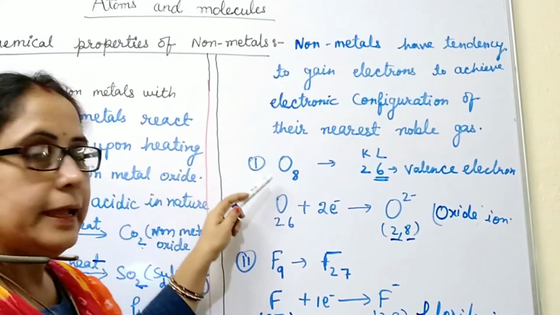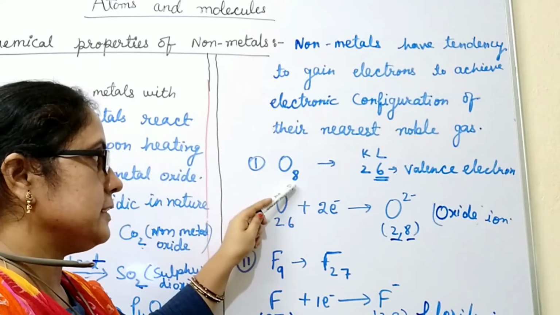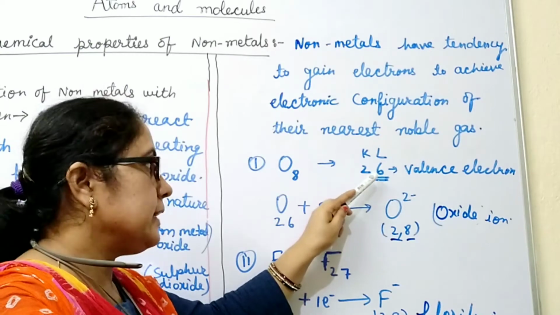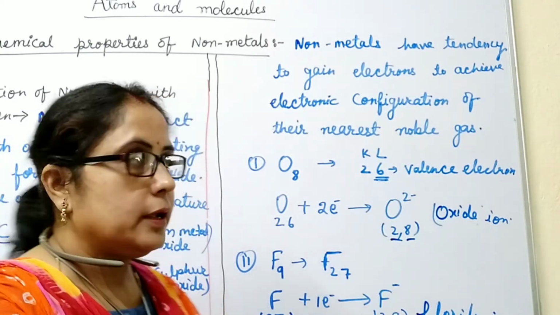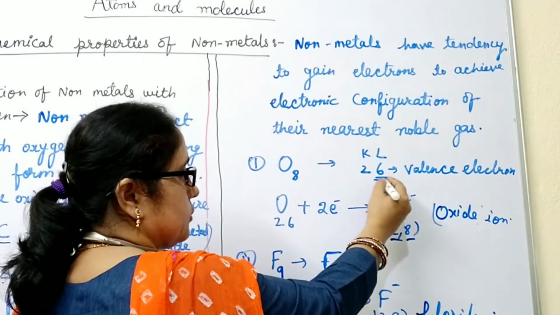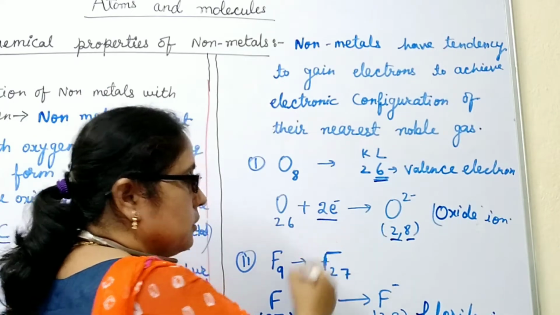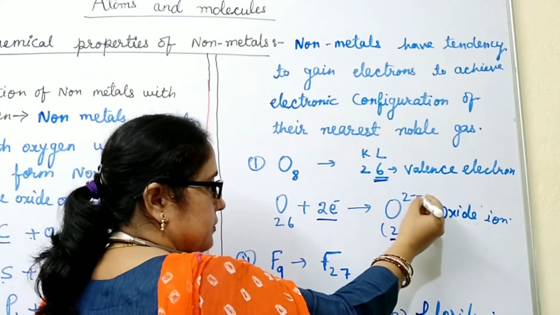An example is oxygen. Oxygen is a non-metal. The atomic number of oxygen is 8. Electronic configuration is 2 and 6. 6 electrons are present in its valence shell. Therefore, it needs 2 more electrons. Hence, oxygen gains 2 electrons from other elements and it carries 2 negative charge.